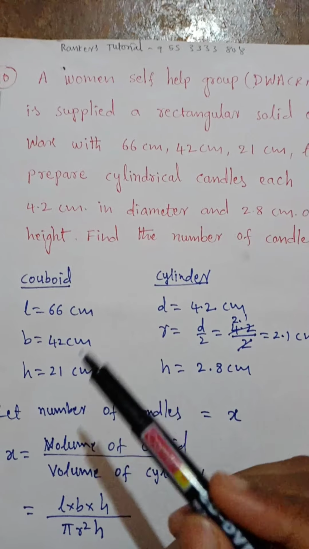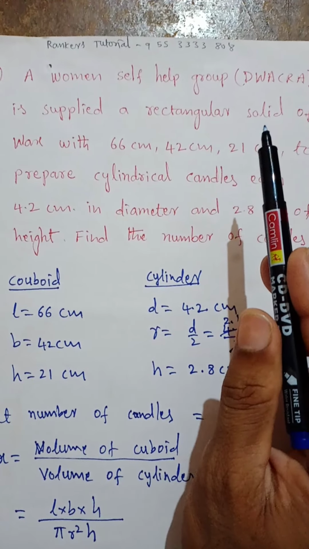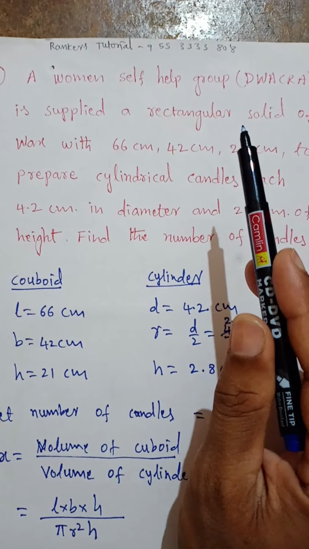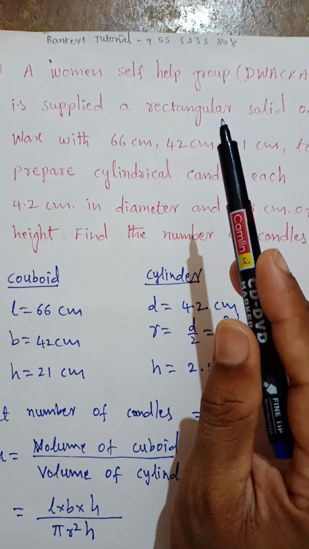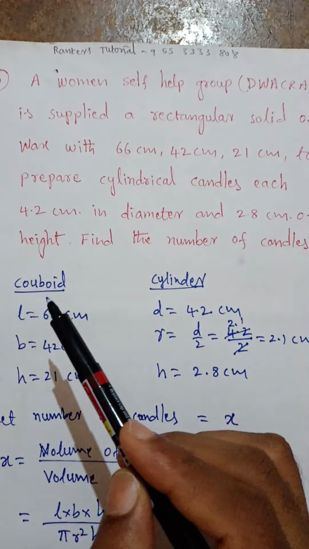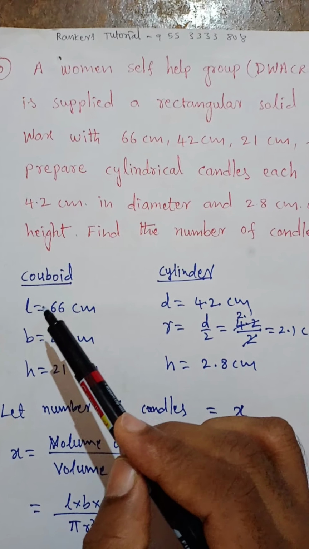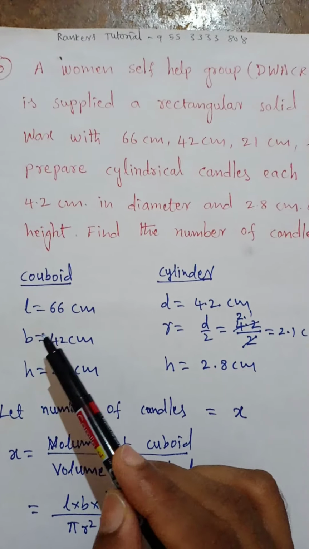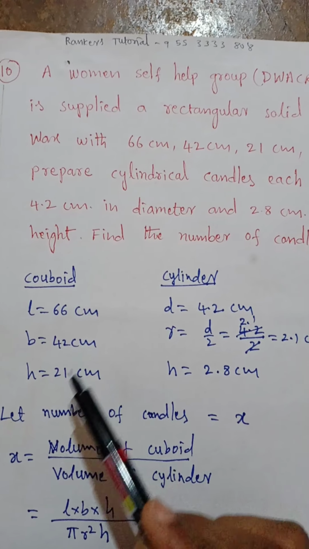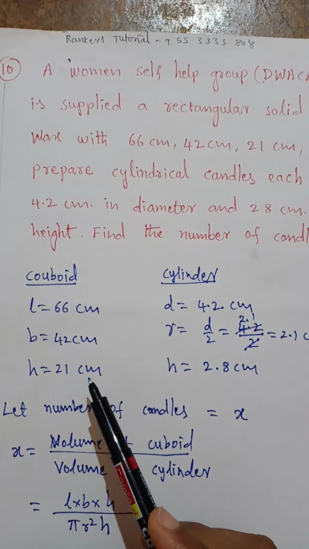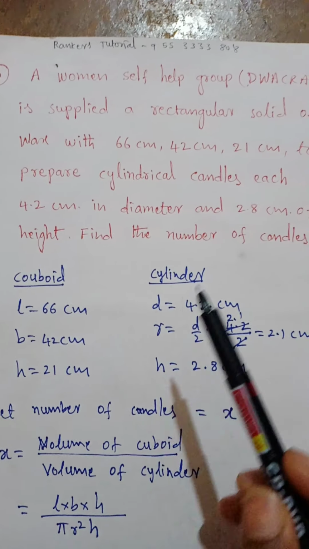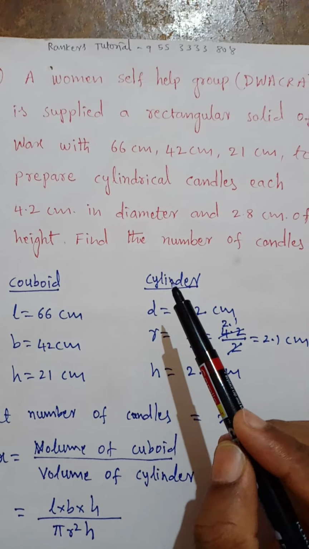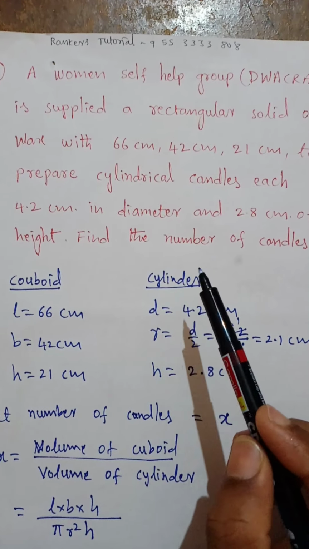So here, first, rectangular solid means what? Here rectangular solid means it is indirectly a cuboid only. So the cuboid measurements they gave, you take for the cuboid. So length equal to 66 centimeters, breadth equal to 42 centimeters, h equal to 21 centimeters, they only gave here. Again here the cylinder measurements also they gave, cylindrical candles.